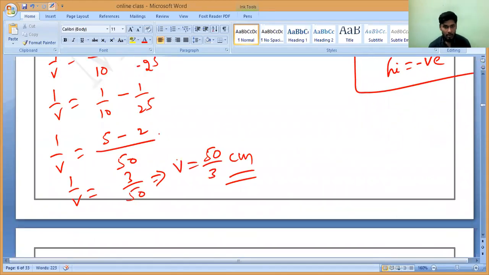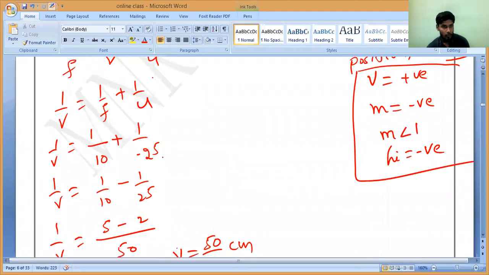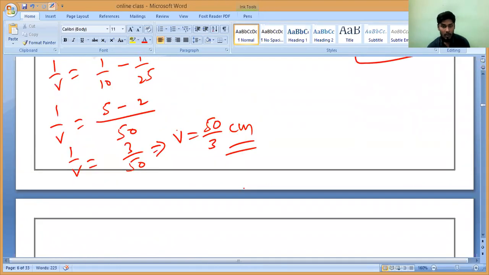Sir, 1 by F plus 1 by U only, sir. 1 by F only. Later it will become minus, because my object distance is minus. Plus into minus gives minus. Okay, sir. If you have done it wrong, you get a wrong answer. No issues. Now 50 by 3 equals how much?